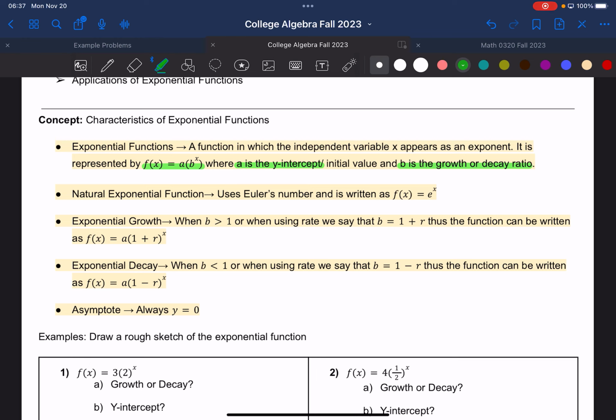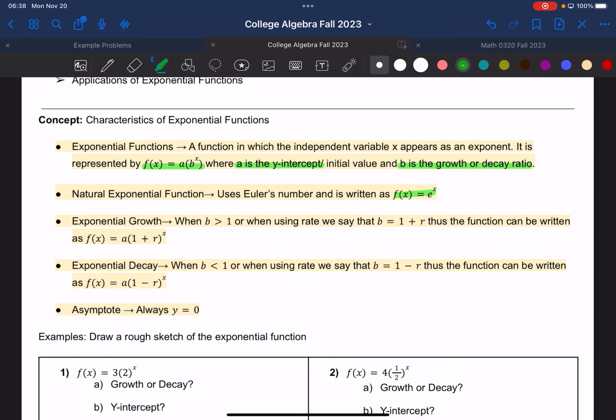There's different types of exponential functions. The first type is the natural exponential function, which uses Euler's number and is written as f of x is equal to e to the x. So e in this case is a number, just like pi is 3.14, e is, I want to say 2.47 something.